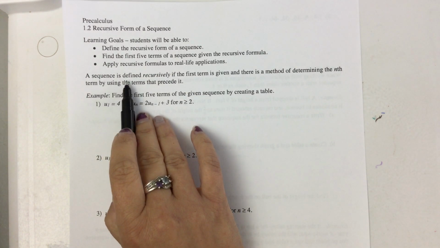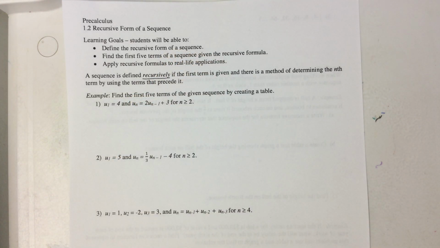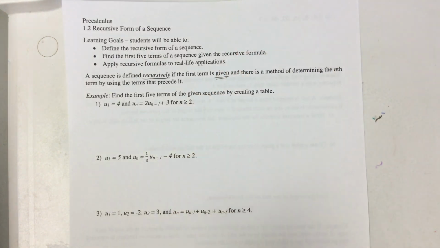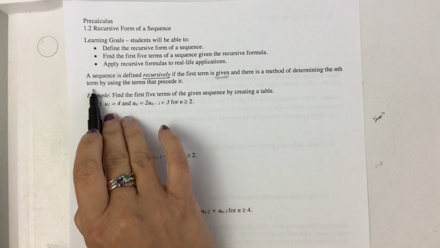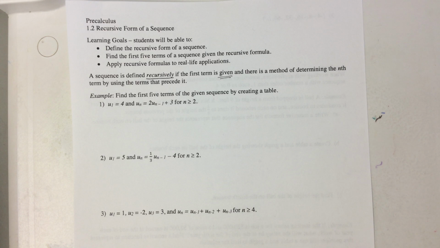Now a sequence is defined recursively, meaning it is a recursive sequence, if the first term is given. Okay, so they're going to always tell you what the first term is. And there is a method of determining the nth term by using the terms that precede it. So what that means is we will be given a formula, and you will need the term, sometimes two terms, sometimes even three terms, the terms before to fill into the formula to find out what's next. So let's check this out.